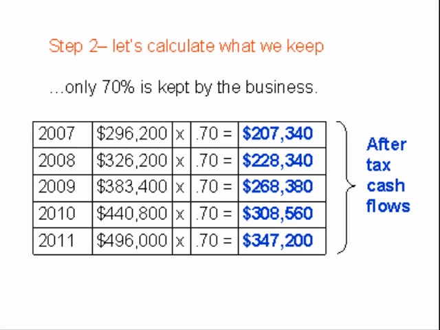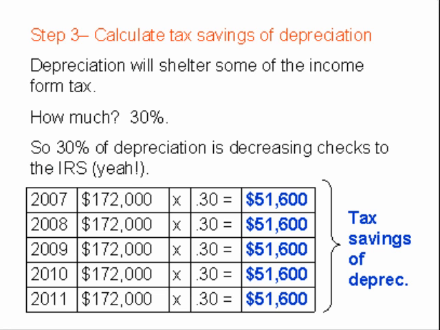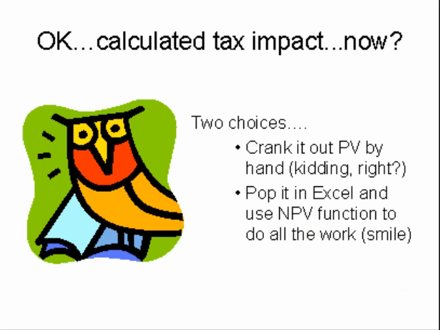There you go. Notice that these are still future value dollars. We have not discounted them back to the present. We have taken the tax piece out, but that's it. Now let's calculate the tax savings from the depreciation. Depreciation is going to shelter some income, and by providing a deduction, it's going to reduce the payments we have to make to the IRS. So there we are. This is the amount of tax savings from depreciation, still in future dollars.